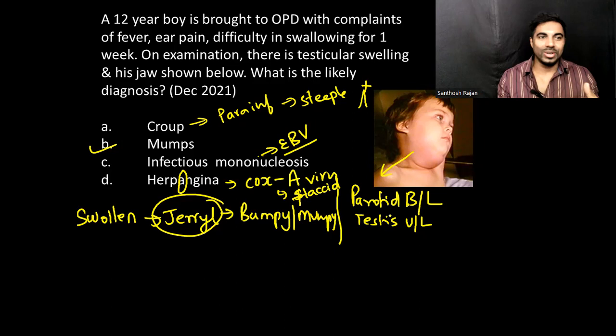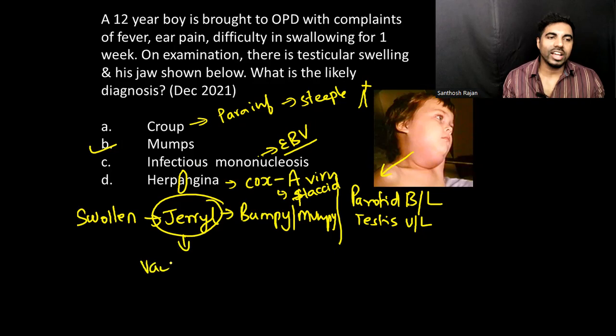So here, mumps ko Jerry kyun bola? Uska vaccine, mumps ka vaccine naam hai Jeryl Lynn. That's the idea. Jeryl Lynn. I want to stress on this. That's why I brought it here. Jeryl Lynn strain. Okay, got it. That's all. Mumps ka kya hota hai? Mumps means Jerry. Jerry ko sab bumpy humpy hota hai.